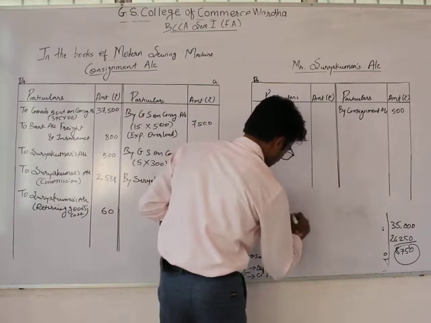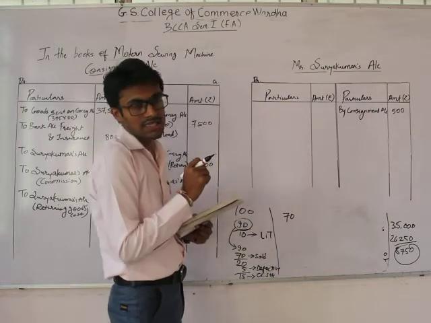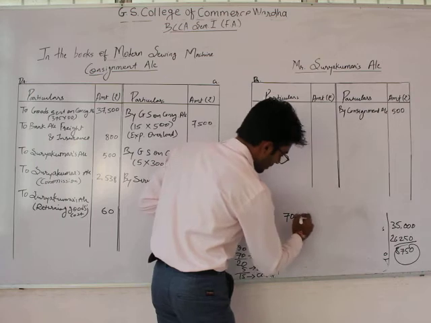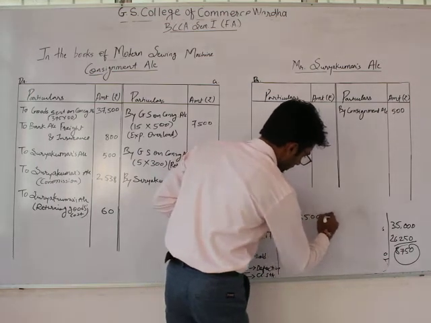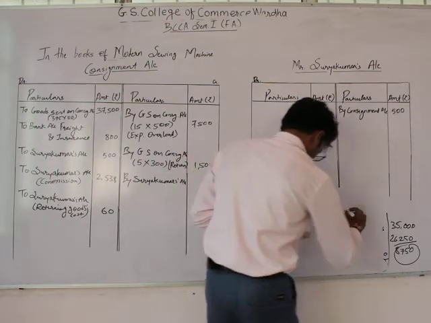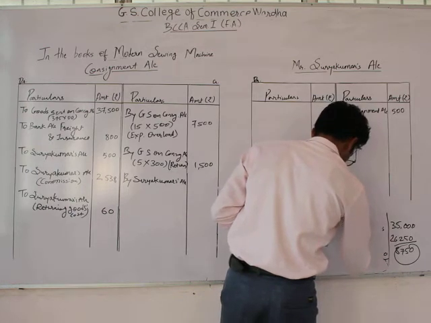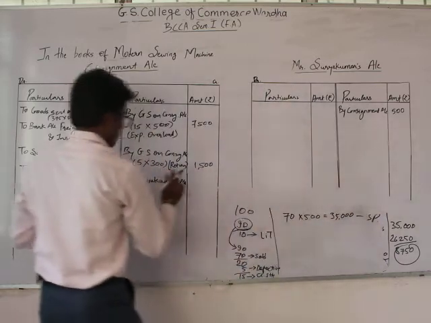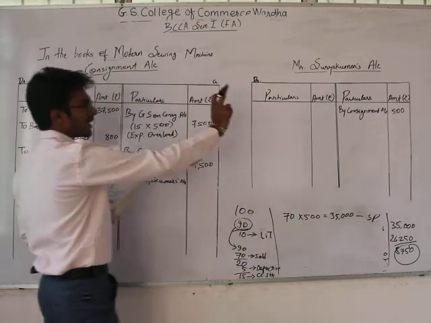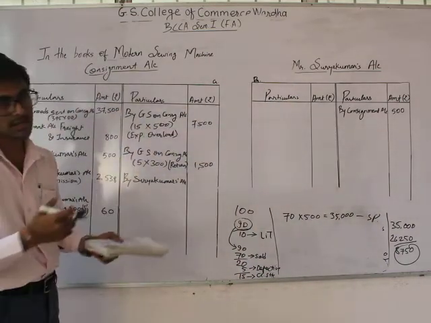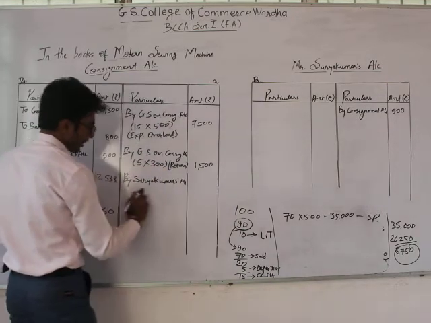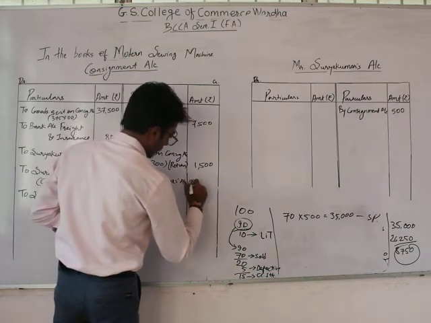So we, the consignee Surya Kumar, have sold 70 units at rupees 500. That means 35,000. Okay, so this is your sales proceed. Sales proceed will be written in the name of Surya Kumar because Surya Kumar has sold that. So here we have to write by Surya Kumar's account 35,000.